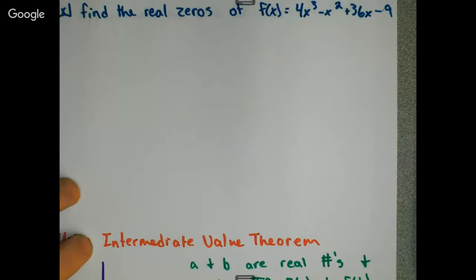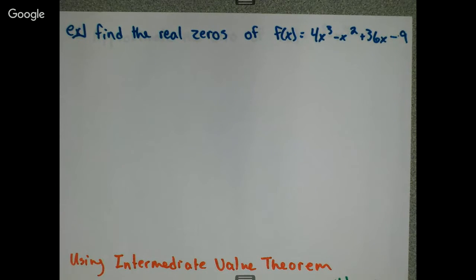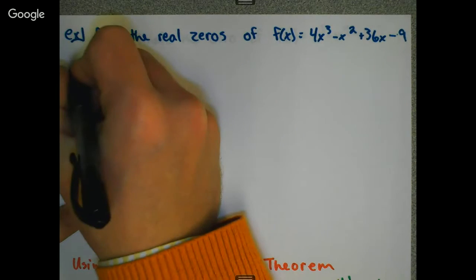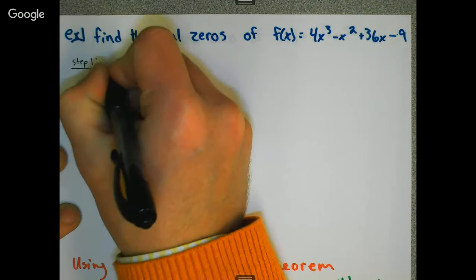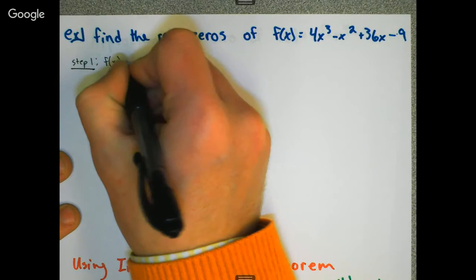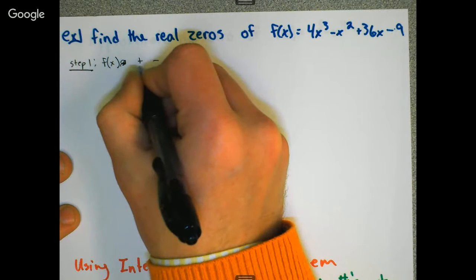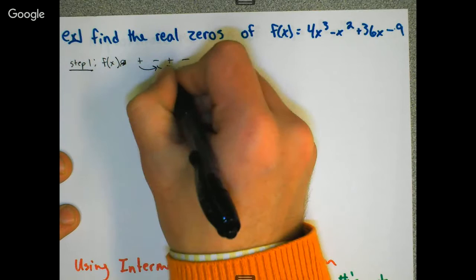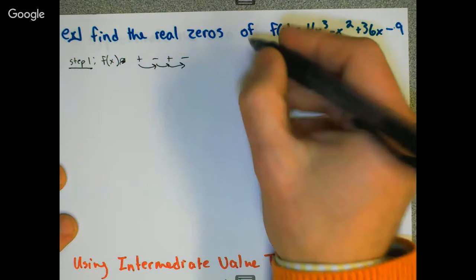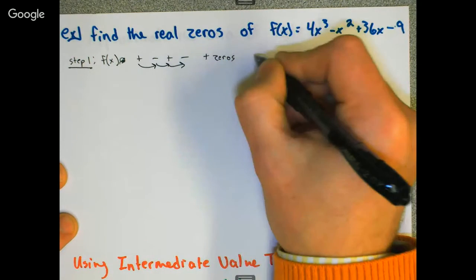So let's look here. Find the real zeros of that polynomial. So we want to look at the sign changes. So step 1, we look at f of x sign changes. So it was plus, minus, plus, minus. So that was 1, 2, 3 sign changes, right? So positive zeros will be 3 or 1.